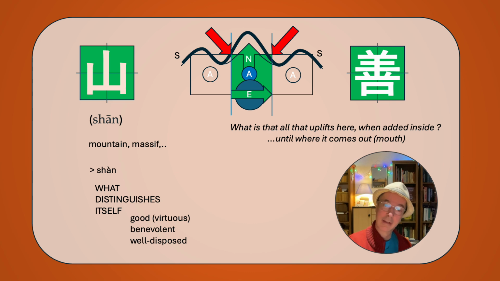And in that way, it also stands for the good, the virtuous, the benevolent, the well-disposed. You see, it adds layers there into the mouth, or into the beginning of using it for something else, into its own purpose. It's going inwardly and adds more layers of mountain, of something that stands out more. It's virtuous. It's also shān.